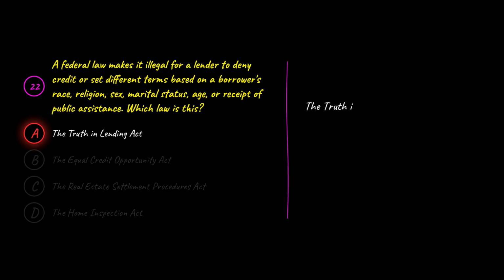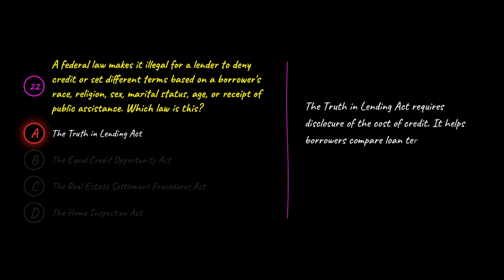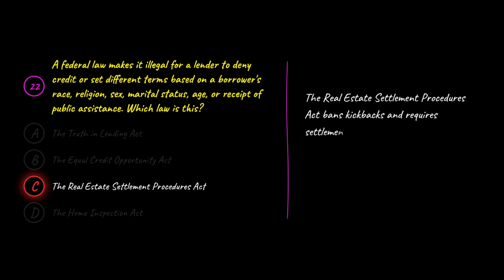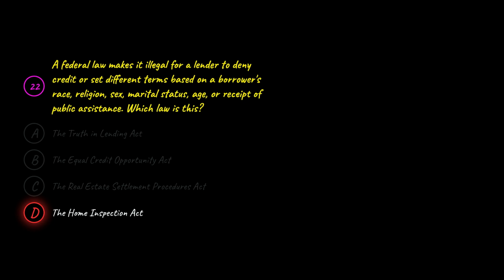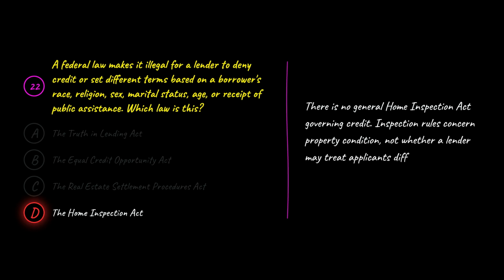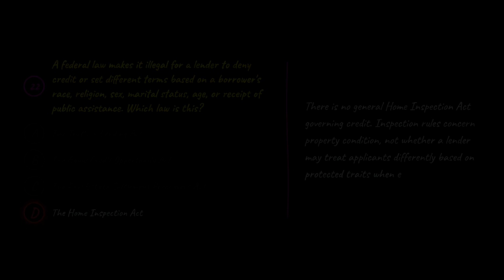A is wrong because the Truth in Lending Act requires disclosure of the cost of credit. It helps borrowers compare loan terms but does not address discrimination in deciding whether to extend credit. C is wrong because the Real Estate Settlement Procedures Act bans kickbacks and requires settlement cost disclosure. It regulates closing practices, not discrimination, in a lender's decision to grant credit to an applicant. D is wrong because there is no general Home Inspection Act governing credit. Inspection rules concern property condition, not whether a lender may treat applicants differently based on protected traits when extending credit.